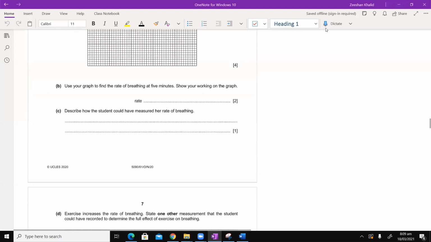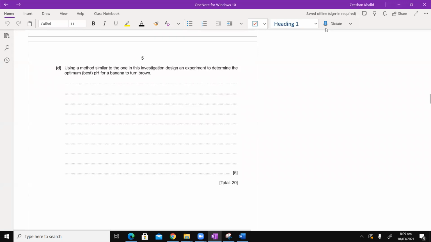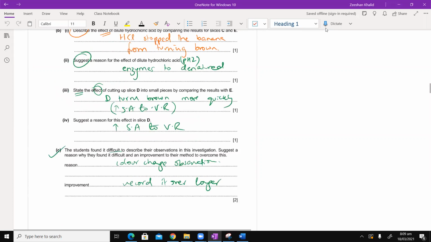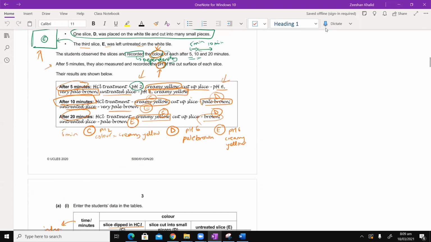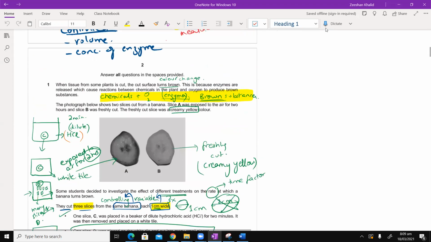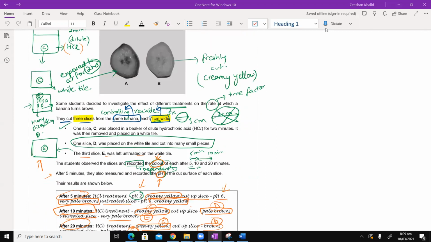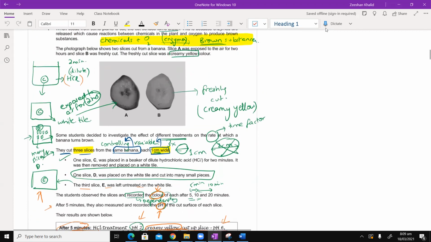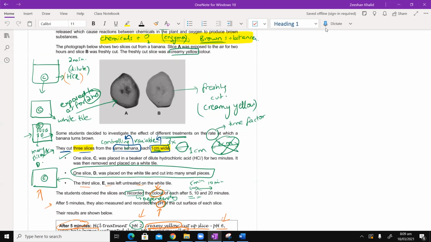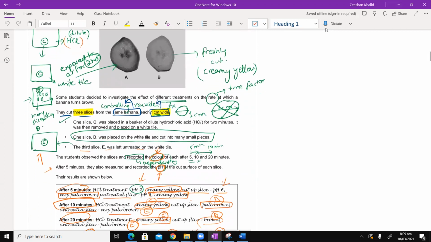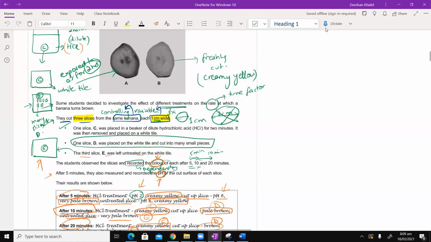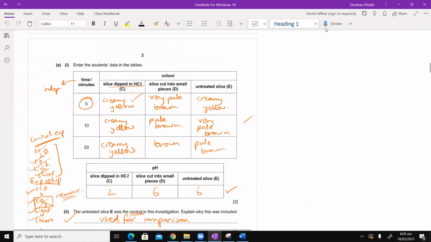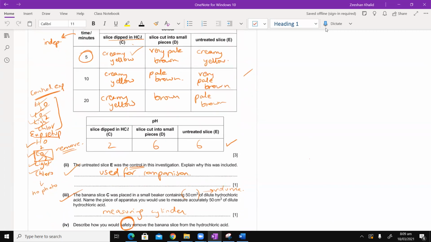All right. So part D says using a method similar to the one... Let's quickly go through the context of the experiment that we did. So basically, we were doing an investigation design in which we were seeing that we exposed some bananas. There are some enzymes which turn them brown, and then we treated some of them with acid and some of them not with the acid, and then we tested the color change and the pH change.